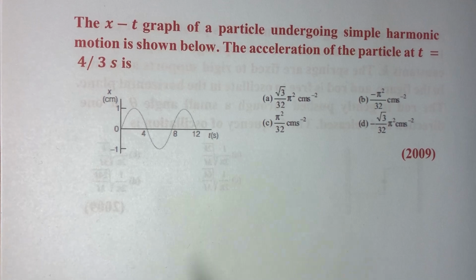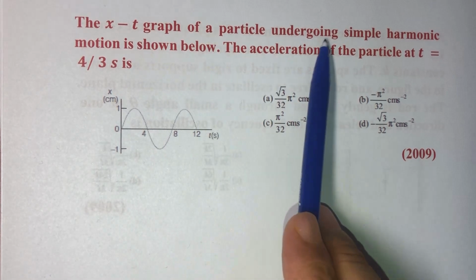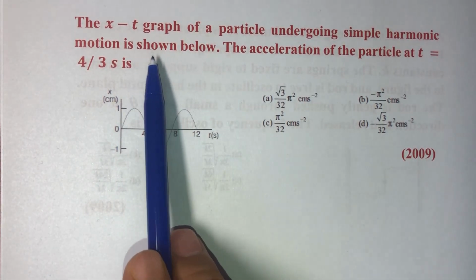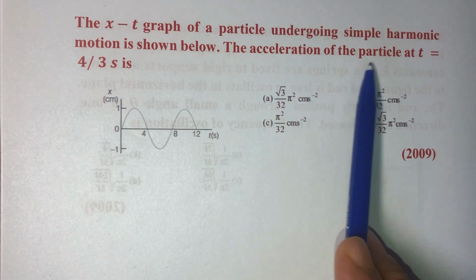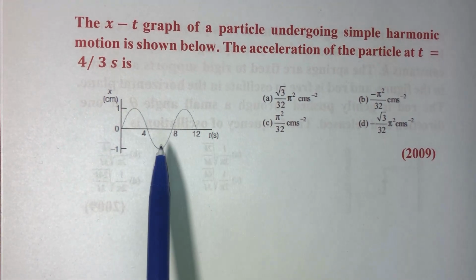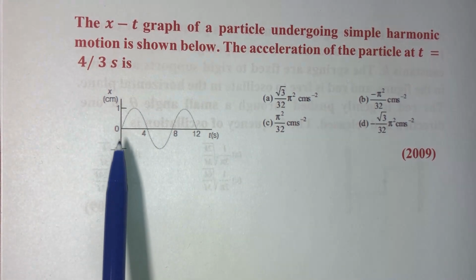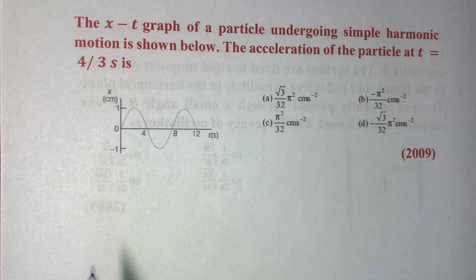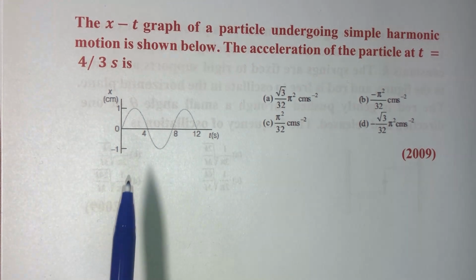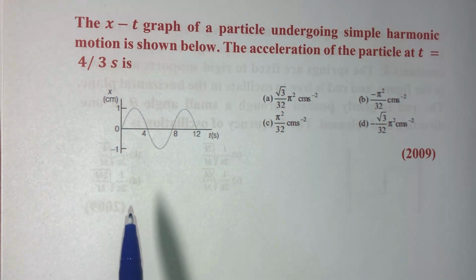Hello friends, today's question: the x-t graph of a particle undergoing simple harmonic motion is shown below. The acceleration of the particle at t equal to 4 by 3 seconds. So this is a graph of a particle which is going SHM and its amplitude is plus minus 1, and from here we can say the time period is 8.